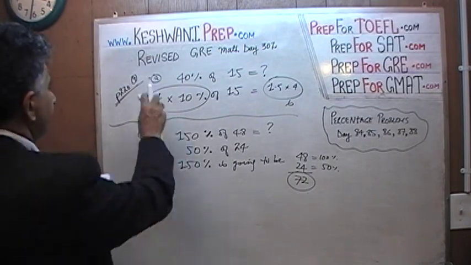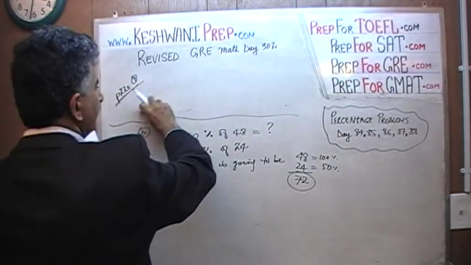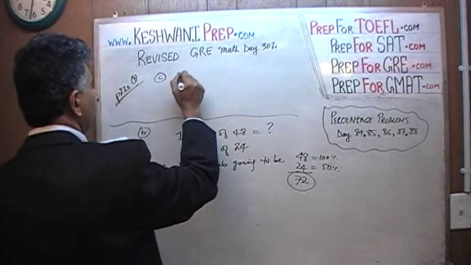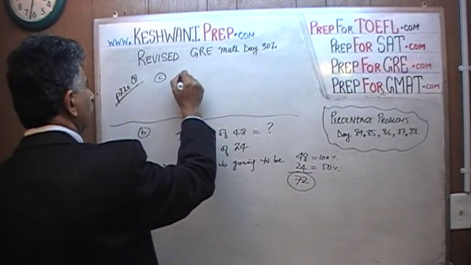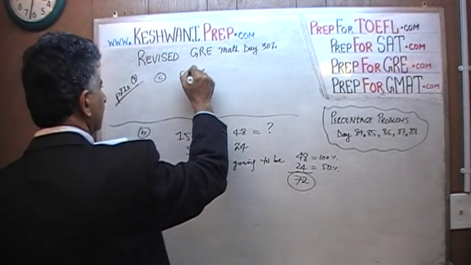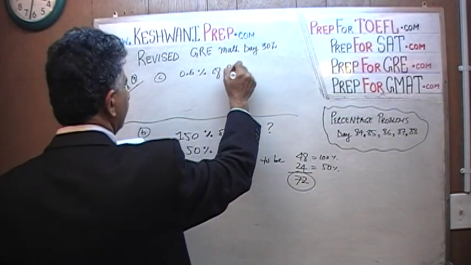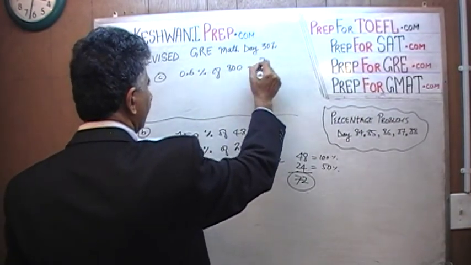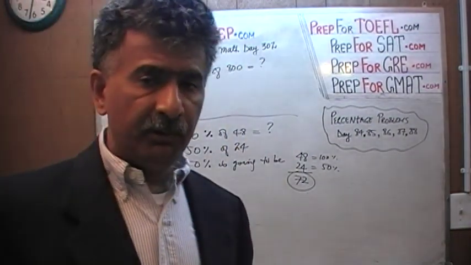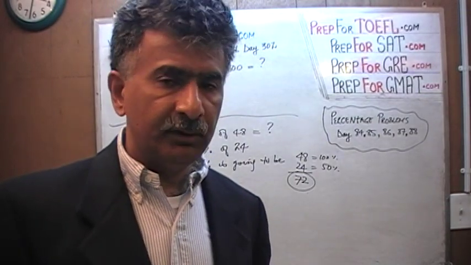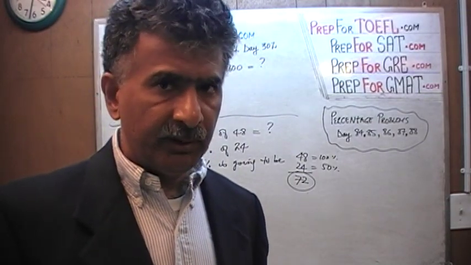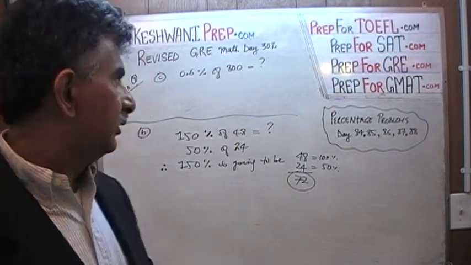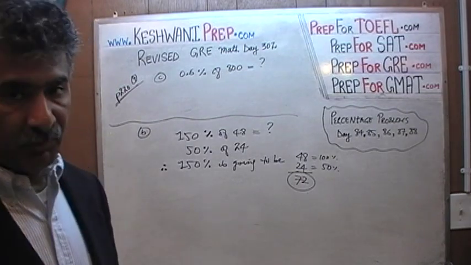Part C says, 0.6% of 800 is how much? Here we are solving the problem in a little bit of a non-academic way. As I said, if you're interested in watching the solution in a more traditional way, then day 84 through 88 is what you need to watch. 0.6% of 800 is what we are asked here.